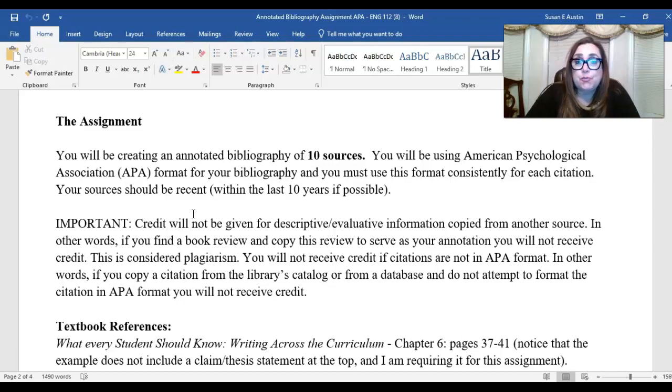Some of the interviews are just more general, and you may assess that it's not something that you believe would be used in future work with this topic. So you're going to do 10 sources, so you'll have 10 citations.